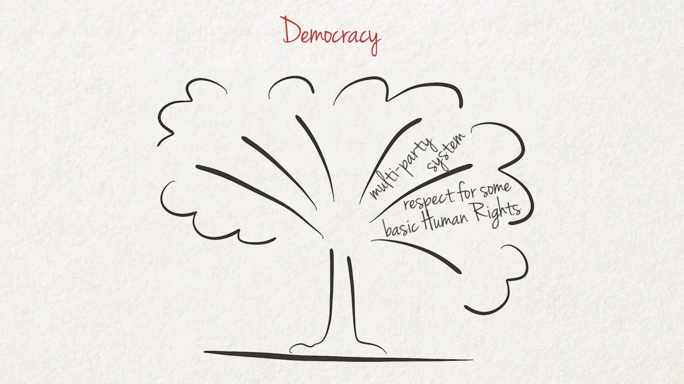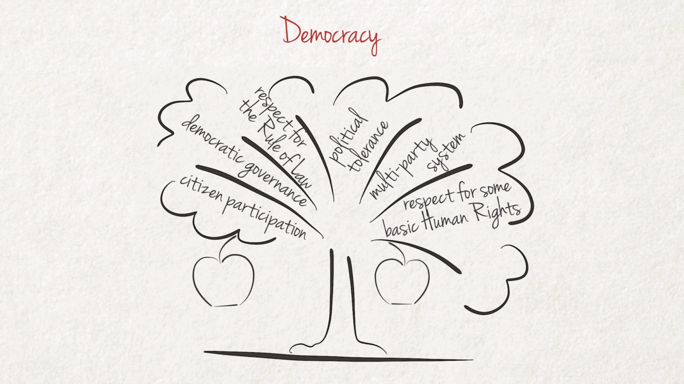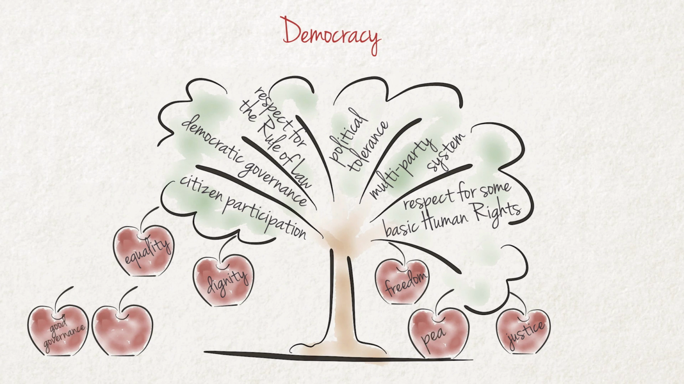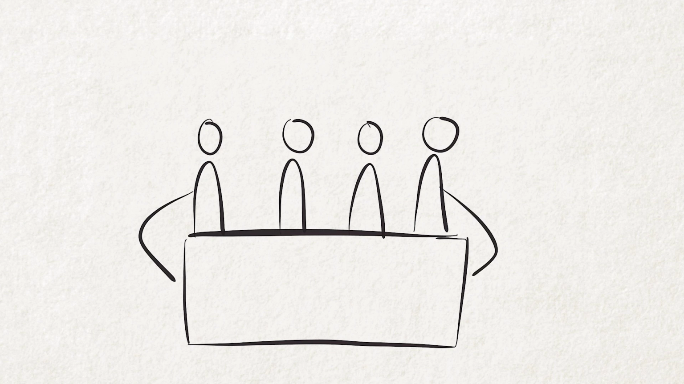Through the application and upholding of these features, well-functioning democracies are likely to provide the following fruits of democracy or characteristics of society: respect for human dignity, freedom, equality, justice, good governance, peace, and the opportunity to hold elected representatives accountable. South Africa is one of the youngest democracies in the world. Our constitution provides the framework for how democracy works in South Africa.